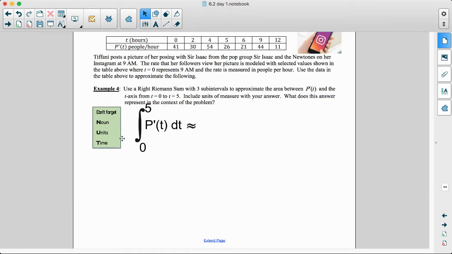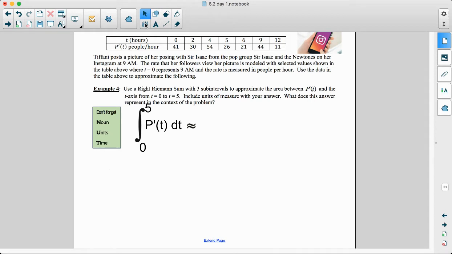Let's do a real life example. Tiffany posts a picture of her posing with Sir Isaac from the pop group Sir Isaac and the Newtones on her Instagram at 9 a.m. The rate that her followers view her picture is modeled with selected values shown in the table above. So this time we're not given an equation, we're given a table of values. The rate that her followers view her picture is modeled with selected values shown in the table above, where t equals 0 represents 9 a.m. And the rate is measured in people per hour.